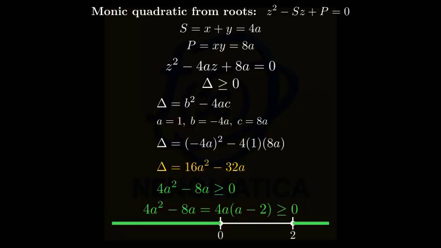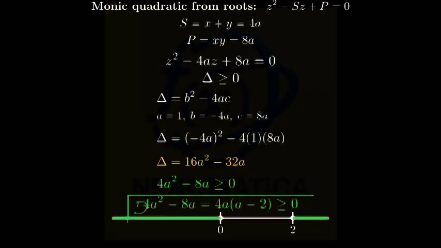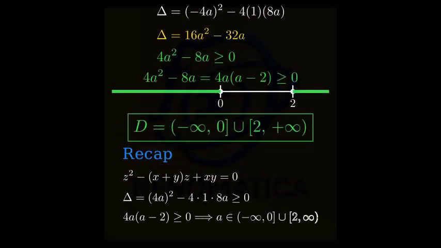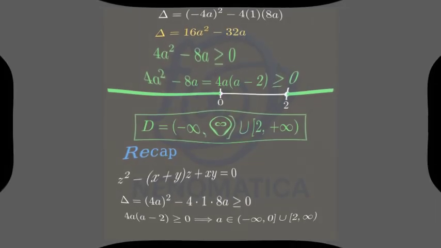Therefore, a belongs to the union of negative infinity to 0, closed at 0, and 2 to infinity, closed at 2. So the set of all values that make the system solvable in real numbers is the union of negative infinity to 0 closed and 2 to infinity closed. Recap. 1. Treat x and y as roots of a monic quadratic using their sum and product. 2. Require the discriminant to be non-negative. 3. Solve the resulting inequality with a sign chart.